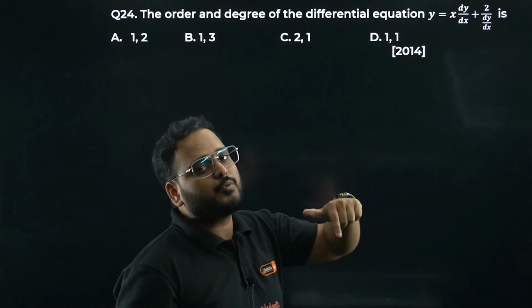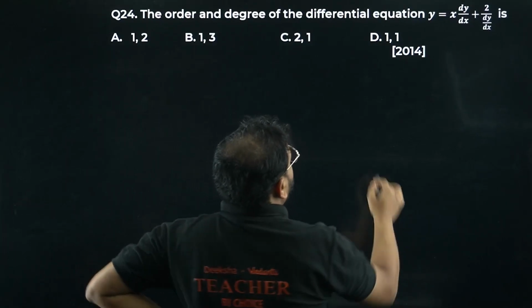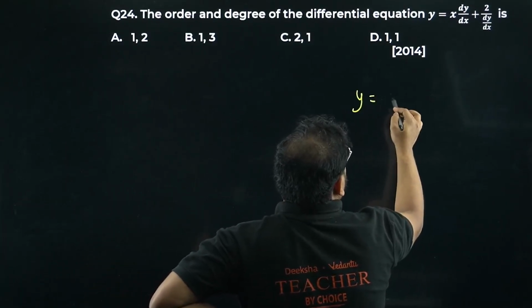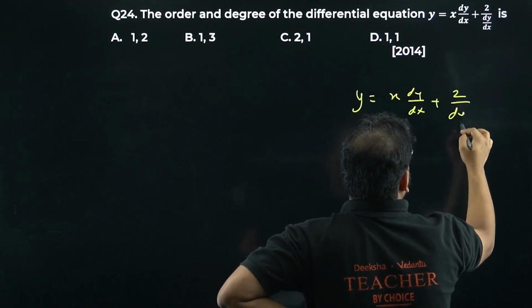Highest power was 3. It means 2 plus 3 is 5. Okay. Order and degree. Y equals x dy by dx plus 2 upon dy by dx.